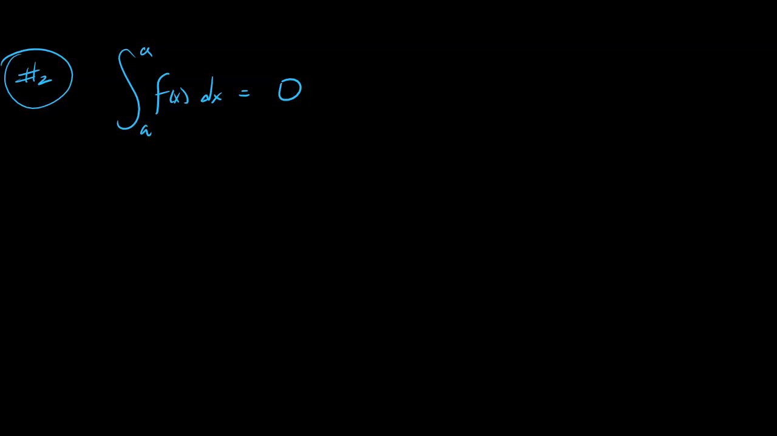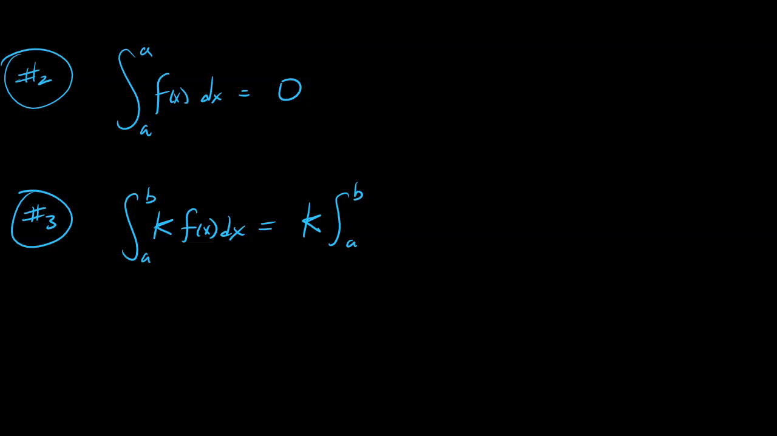Third property. The integral from a to b of k times f of x dx is going to be equal to k times the integral of a to b f of x dx. Now, we've had similar properties to this before. Probably the most similar would be in limits. Basically, k has to be a constant multiplier. It cannot be a variable. So it would be a number, right?